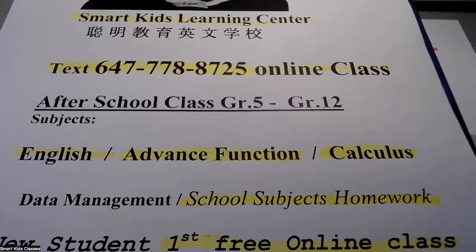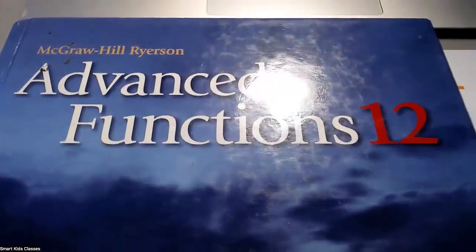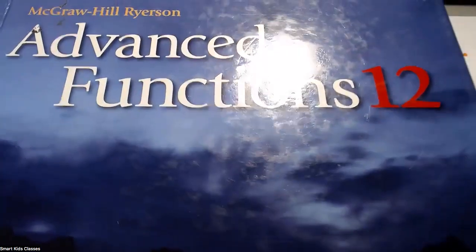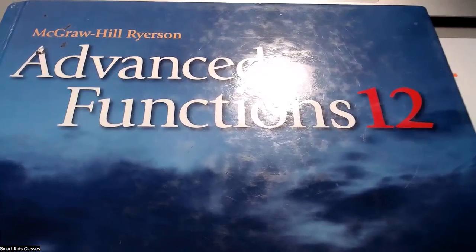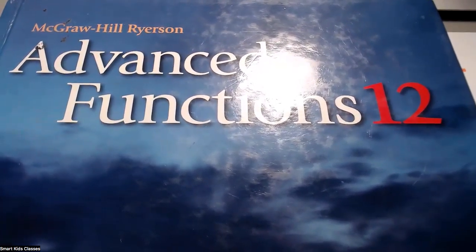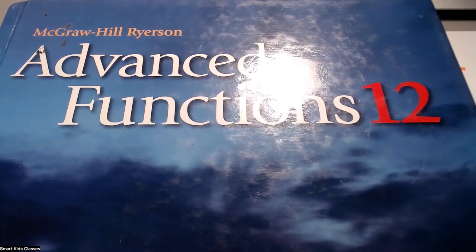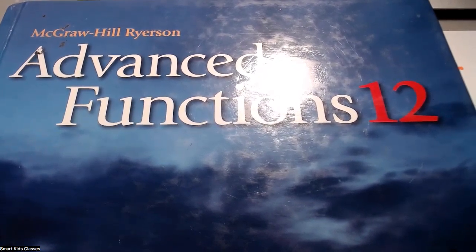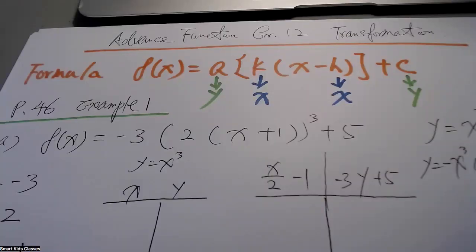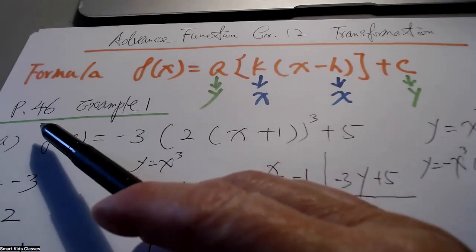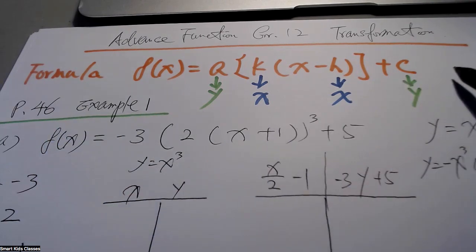Please book online class. And today, I'm going to explain to you for this grade 12 advanced function, the Nelson textbook. I'm going to explain unit 1.4 on page 46. If you have the textbook, please open the book. Example 1 on page 46 is for transformation.